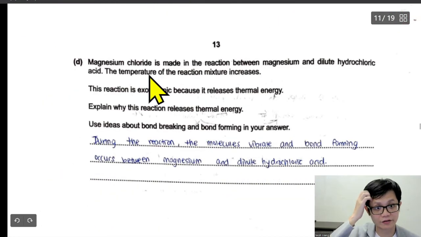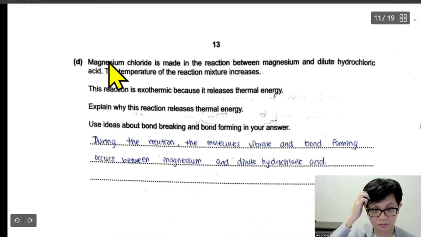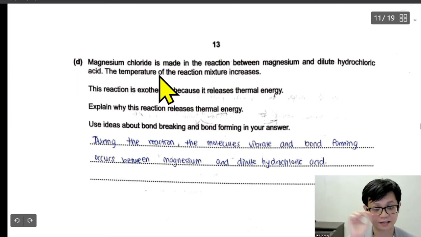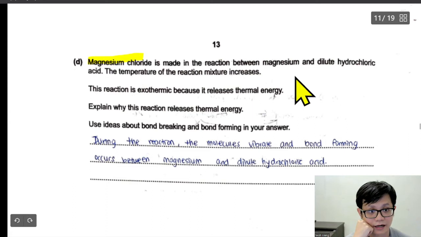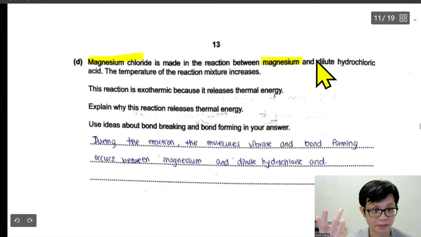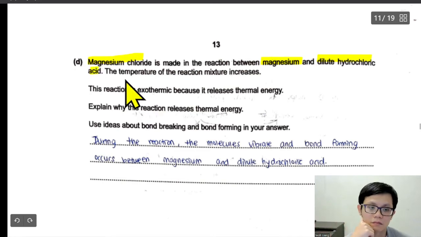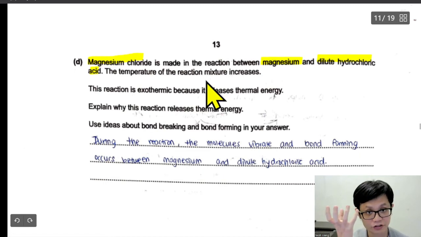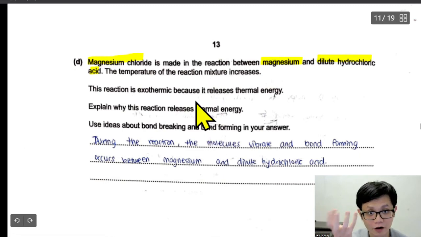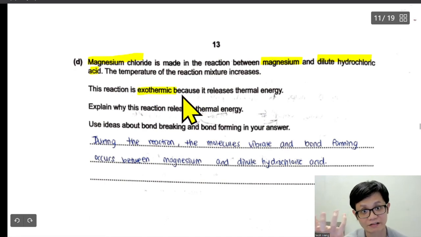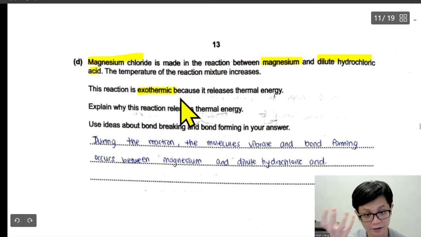Magnesium chloride is made in the reaction between magnesium and dilute hydrochloric acid. I just highlight it so it's easier for me to see. What you need to do is use magnesium plus dilute hydrochloric acid. Maybe for safety purposes, you don't want to use concentrated hydrochloric acid. The temperature in the reaction mixture is increased, so the solution becomes hot. If it becomes hot, it couldn't be endothermic, it must be exothermic, because one of the definitions of exothermic is that the surrounding temperature increases, so the thing becomes hot.